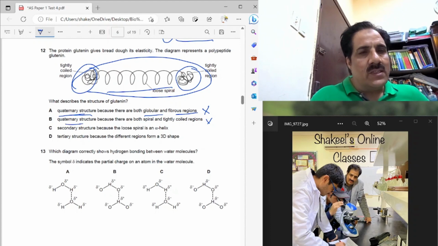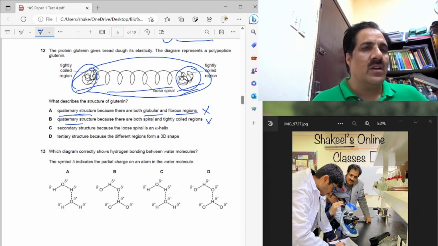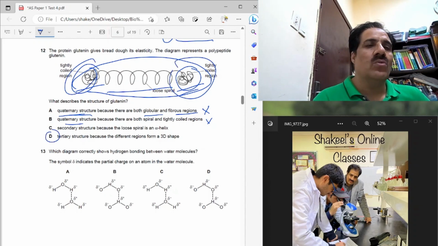Now, option C is secondary structure because the loose spiral is an alpha helix. No, that doesn't make it because we can see it here. Tightly coiled region is also here, so it's not only secondary; it has higher than that. So D, the tertiary, because the different regions form a 3D shape. Yeah, we can see the 3D shape is formed here. So D is the correct answer.